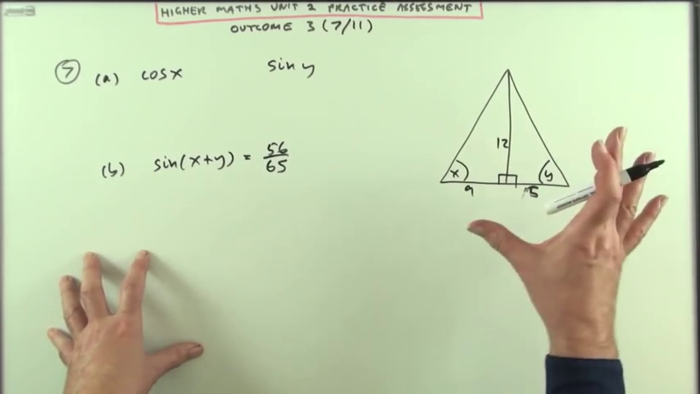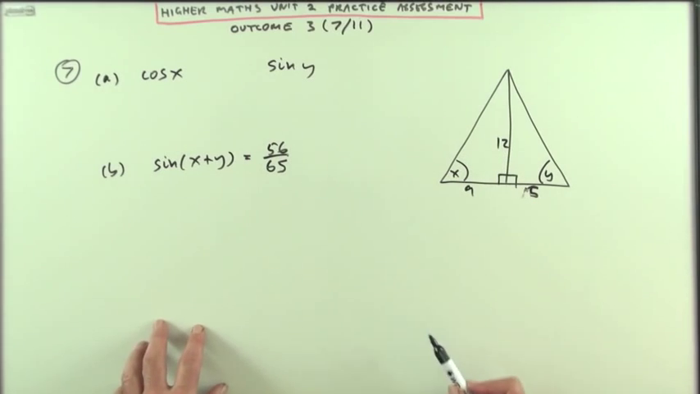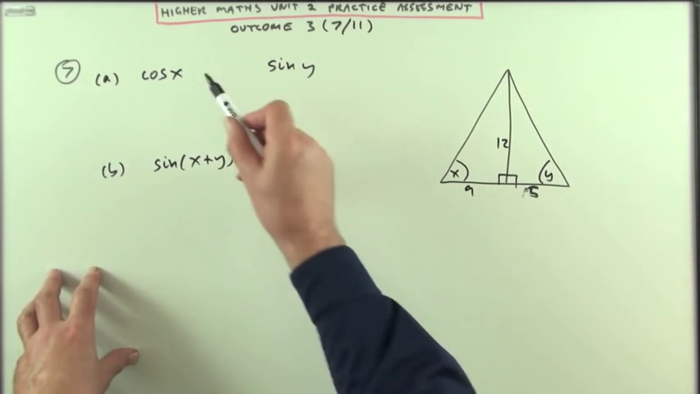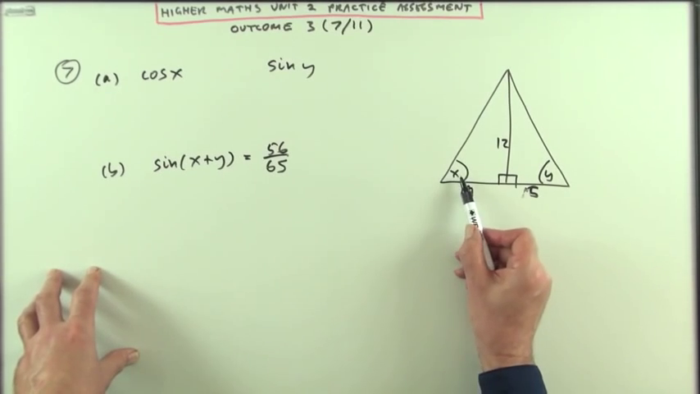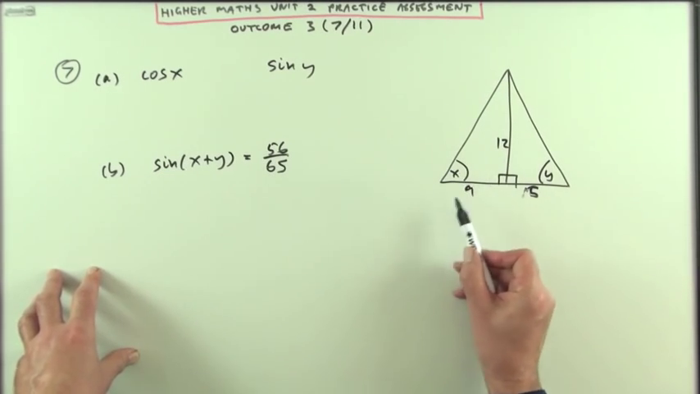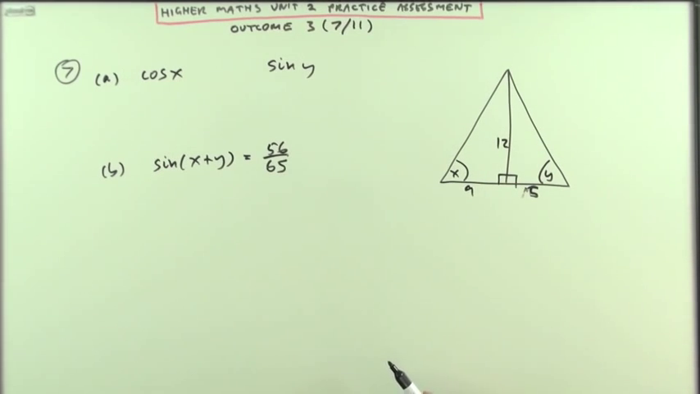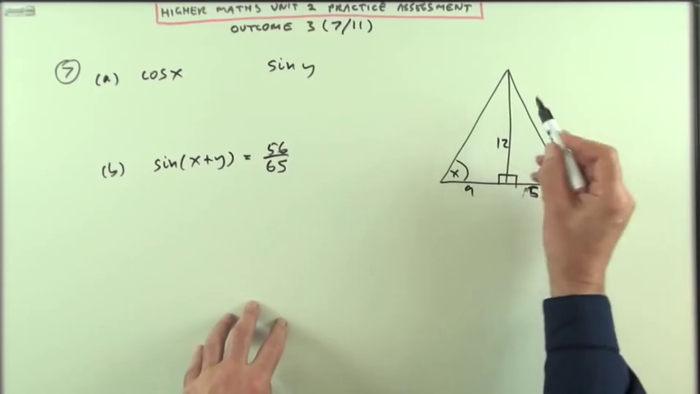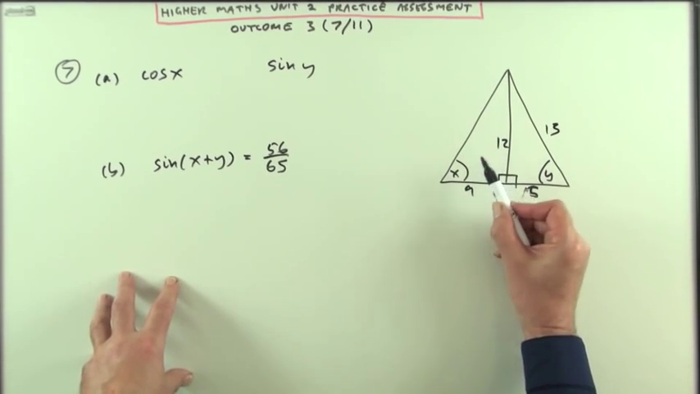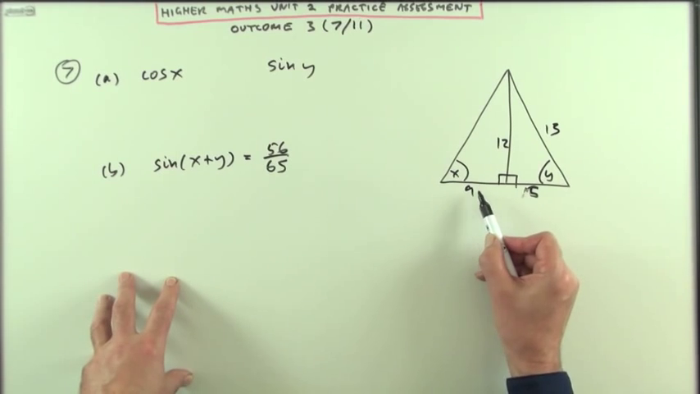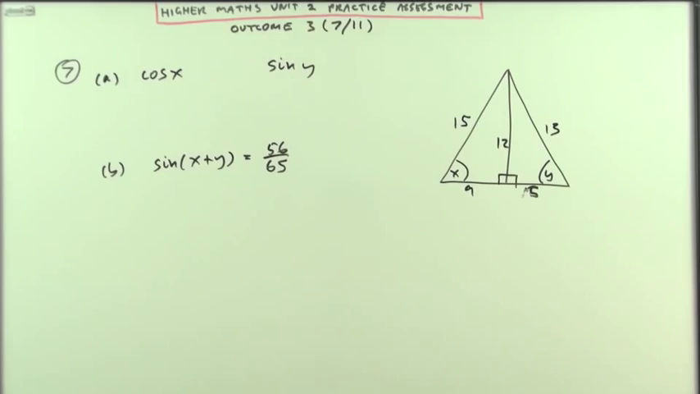Question 7. There's the pair of triangles. This time they're joined together, so the 12 belongs to them both. Write down the exact value of cos of x and sine of y. Now, there's no use in your calculator to find the angles from the tangents and so on. You just complete the triangles. And they should all be Pythagorean triples. 5, 12, 13. This one, 9, 12, is actually a multiple of the 3, 4, 5 triangles. 3 threes, 3 fours, so 3 fives. So that must be 15.